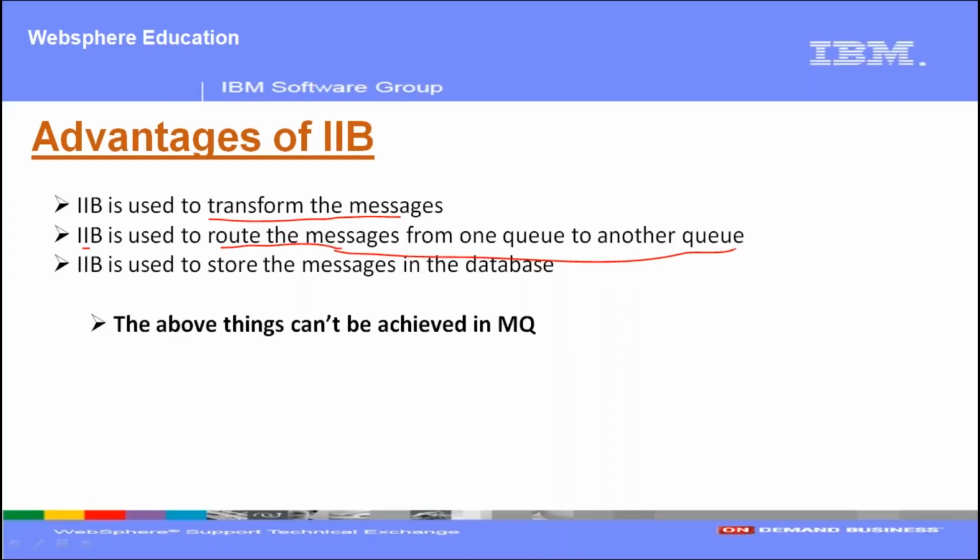So let me recap the need for IIB again. The first need is that IIB can transform the message from one form to another form. The second advantage is that IIB is used to route the message from one queue to another queue. The third advantage is that IIB is used to store the message into the database. So these three cannot be achieved in MQ, but when we have another technology called IIB, we can achieve them. So now understand the necessity of IIB on top of MQ.